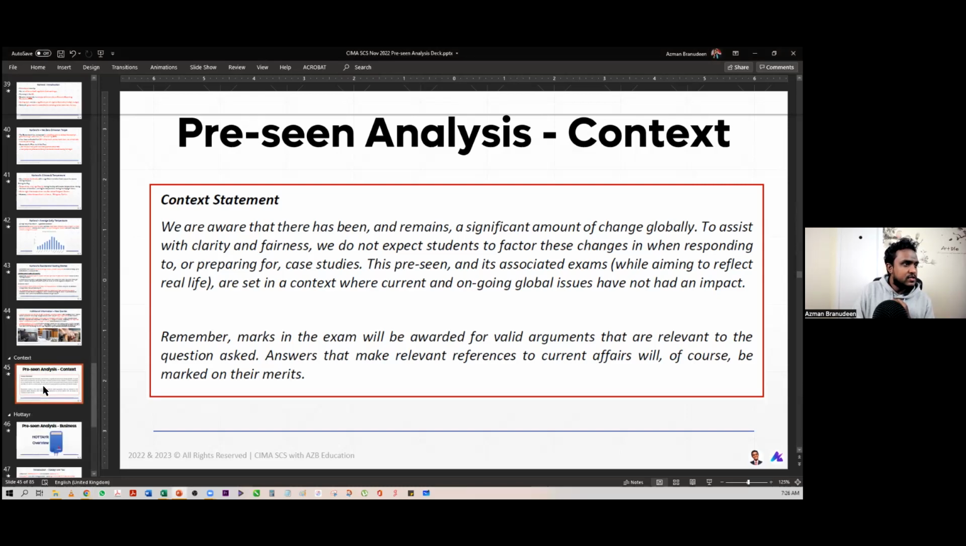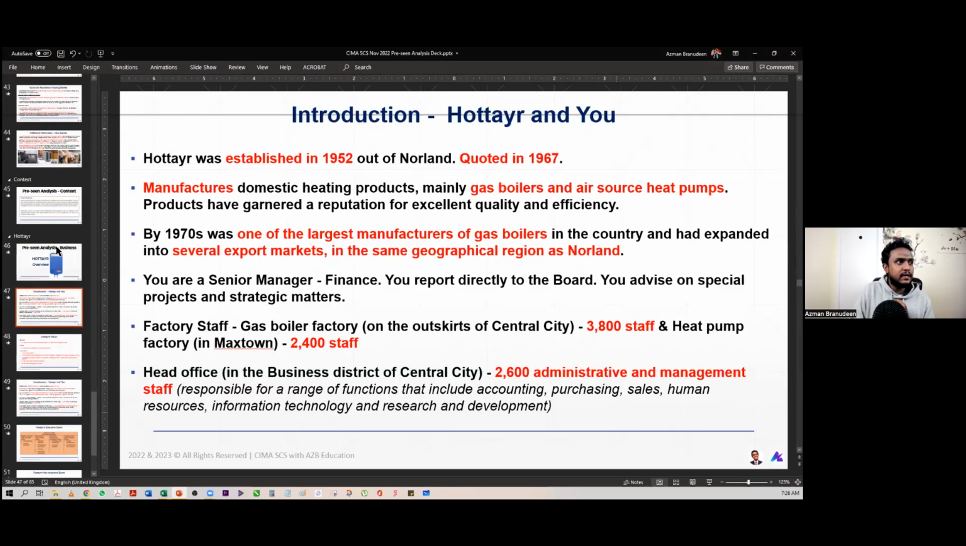Hottayr. So we looked at the overview of Hottayr, and what you are seeing here. And I'm basically just repeating some of the basic stuff. Let's see.